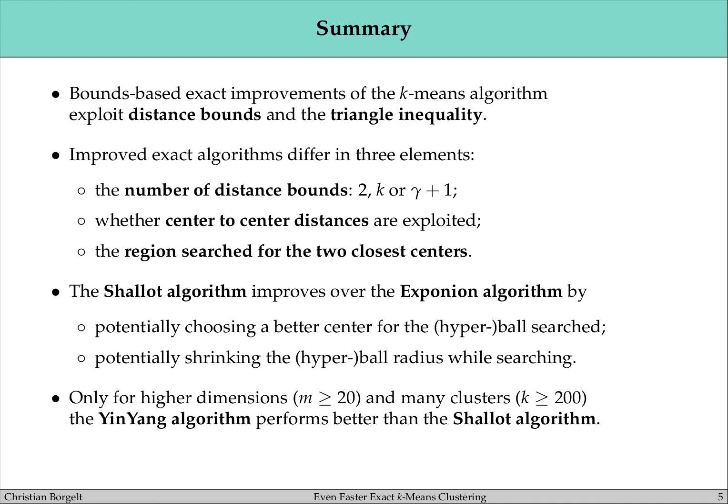The experimental results demonstrate that the Shallot algorithm is superior to other algorithms for a large number of parameter combinations. Only for higher dimensions and many clusters, the yin-yang algorithm performs better than the Shallot algorithm.